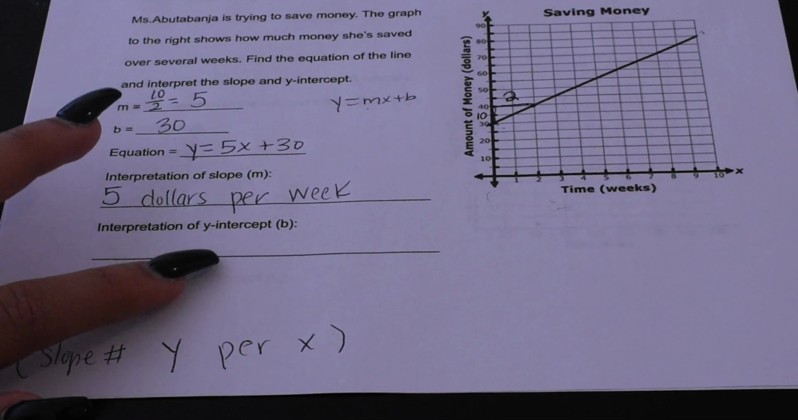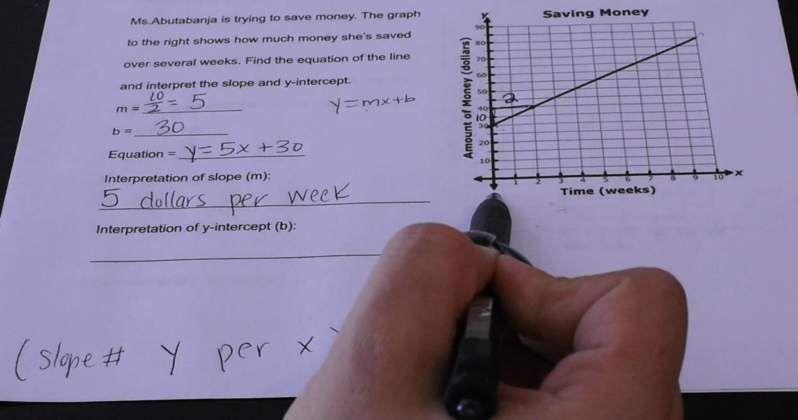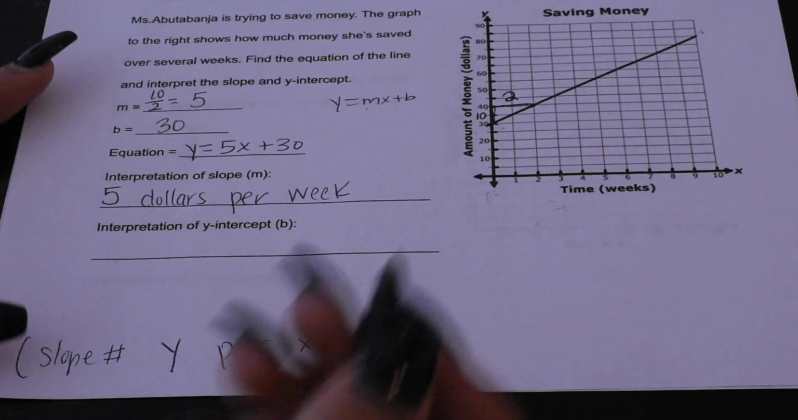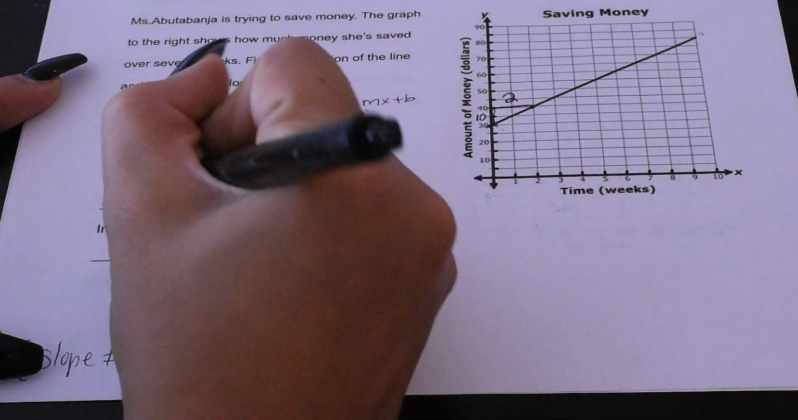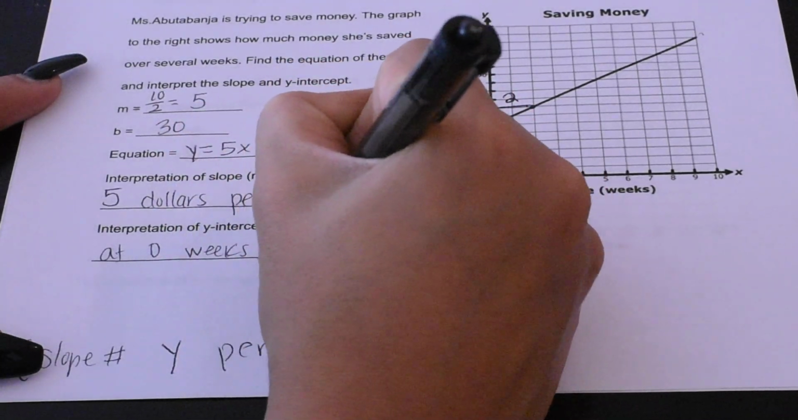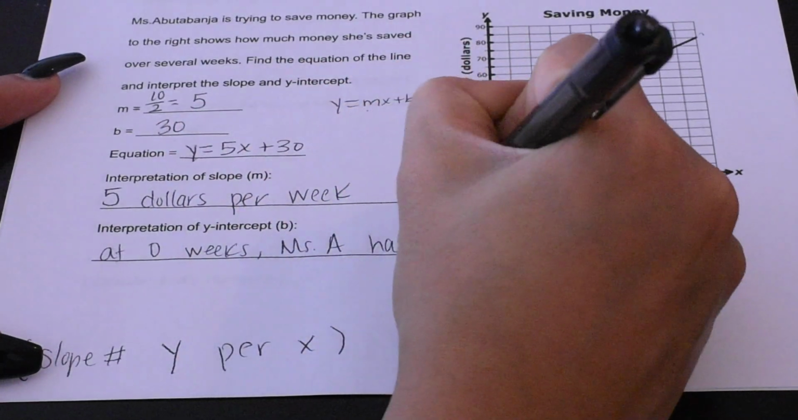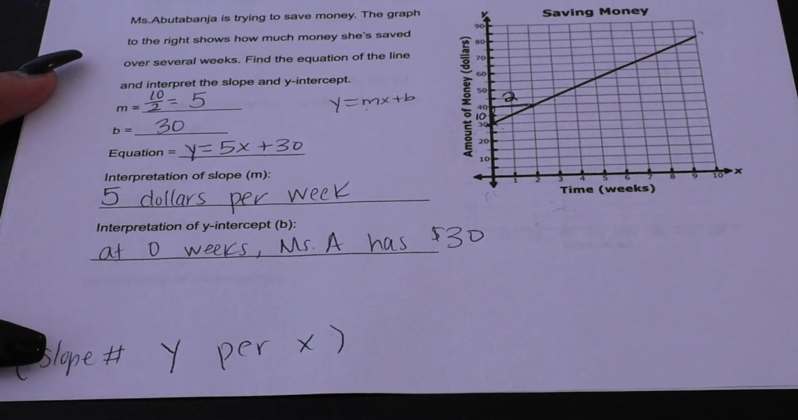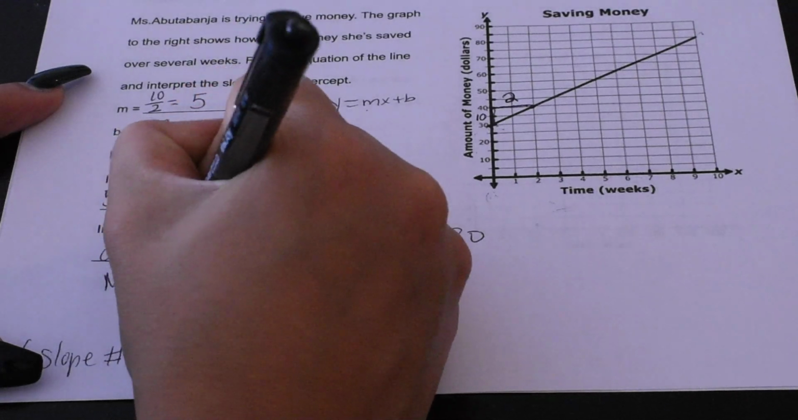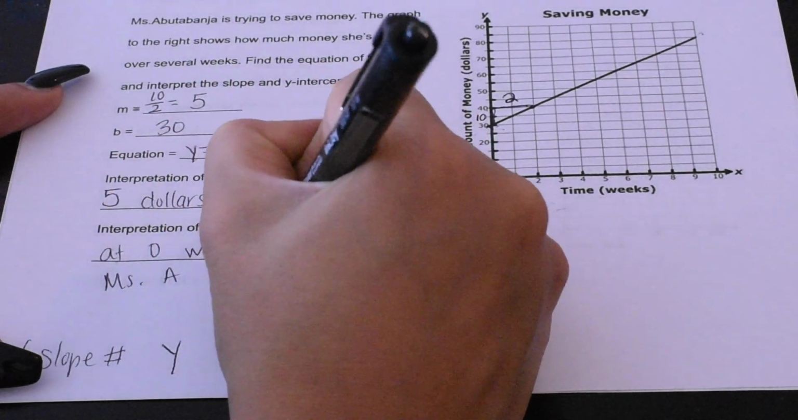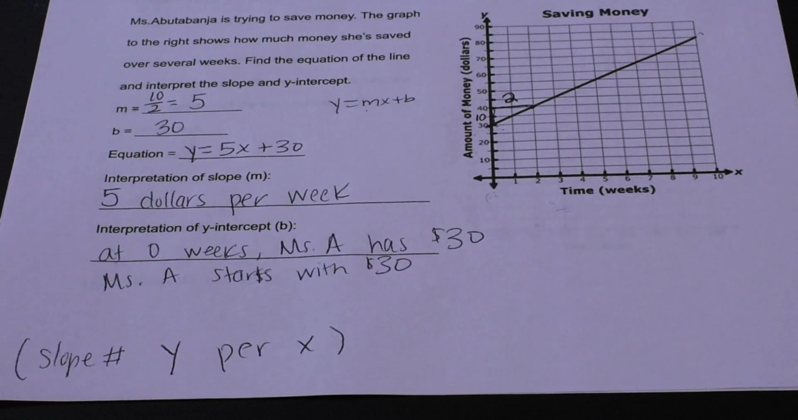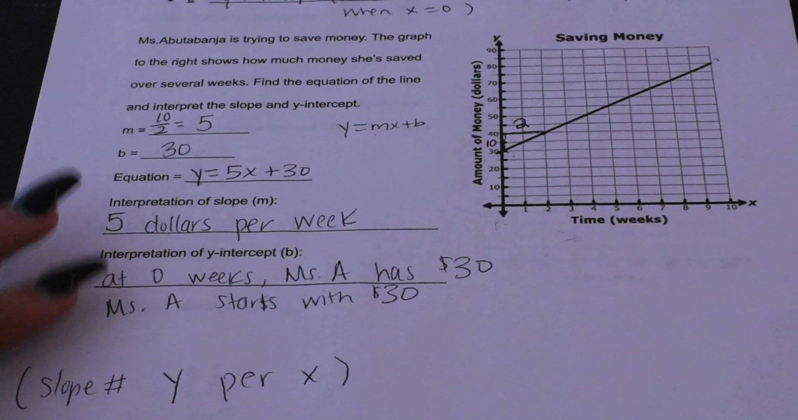Now, what does my y-intercept represent? At 0 weeks, I have $30. So that means my b means at 0 weeks, Miss A has $30. That's my starting amount. That's how much money I start with. So you can also say Miss A starts with $30. All right? So we just finished that front sheet.